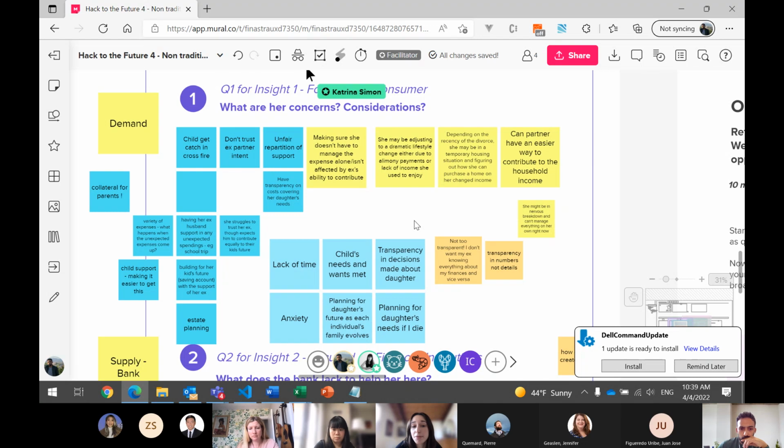Any other things you think we've missed here? I think that sums it up, right? Trust and transparency. I think that was the biggest one, yeah. Yep.